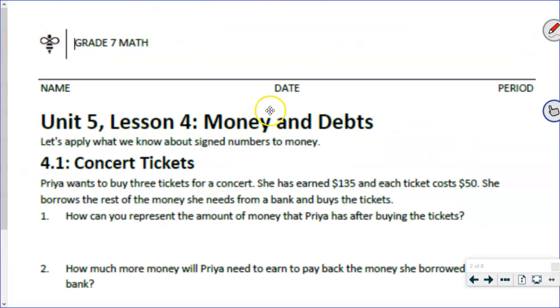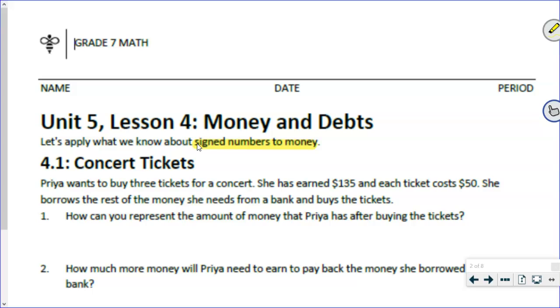So today we're going to be talking about Unit 5, Lesson 4, Money and Debts from Open Up Resources. When we're talking about money and debts, this is applying what we know about signed numbers to money. And this is where we're going to start seeing some really large numbers. When we have talked about temperature and elevation in the past, yes, we can have some pretty high and pretty low temperatures, pretty high and pretty low elevations, but we typically don't see those amounts quite as big as when we're talking about money and debts.